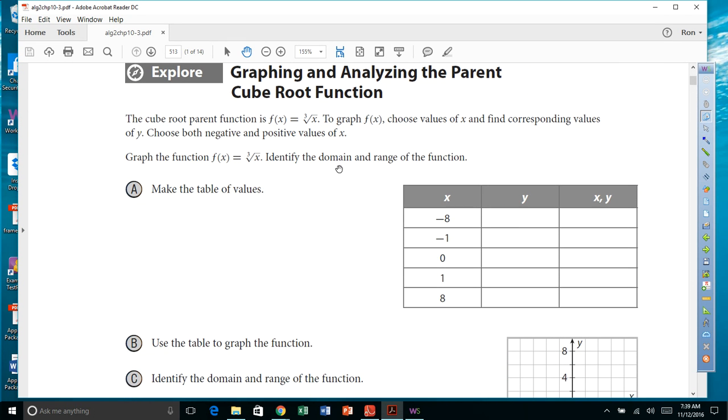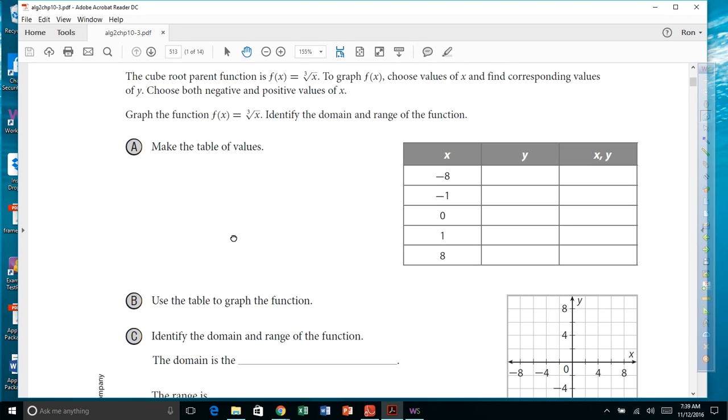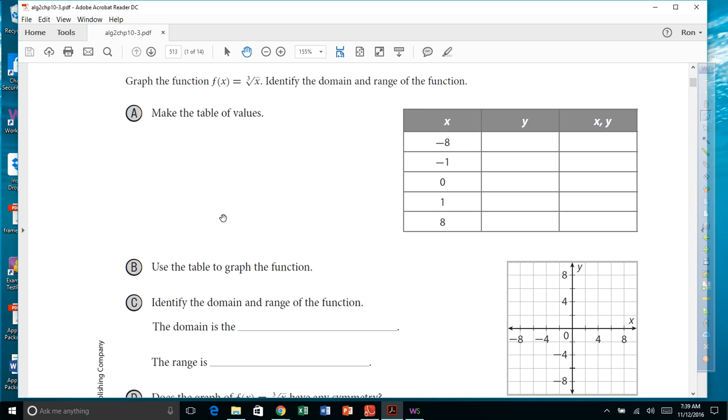Graphing and analyzing the parent cube root function. The cube root function is f of x equals the cube root of x. To graph f of x, choose the value of x and find the corresponding values of y. Choose both negative and positive values of x. Graph the function f of x equals the cube root of x. Identify the domain and range of the function.